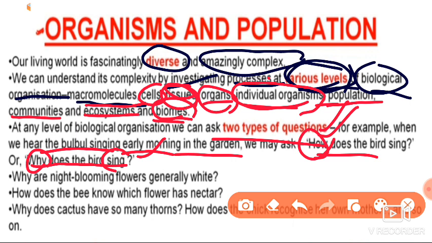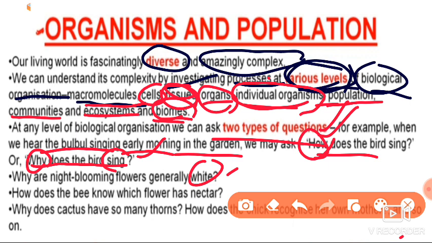And here is another question: why are night blooming flowers generally white? Because other colors are invisible. Just to attract insects, for that purpose night blooming flowers are white in color. This is the communication they are doing with the environment, just to attract the insects.